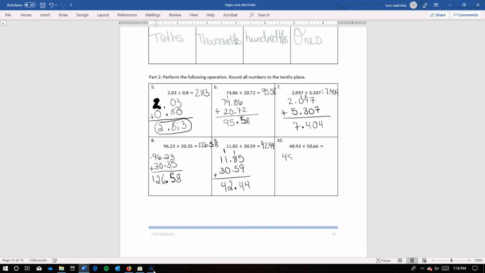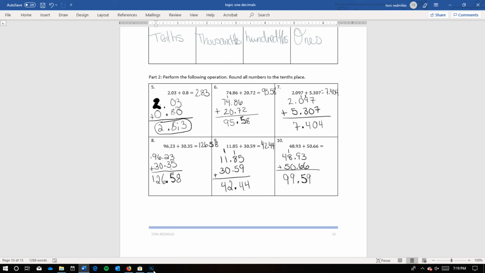Last one on this worksheet. All right, I'm just going to drop down that decimal, add my hundredths place, and I'm going to get a 9, add my tenths place and get a 15, add the ones place and get a 9, and then the last one is also a 9.